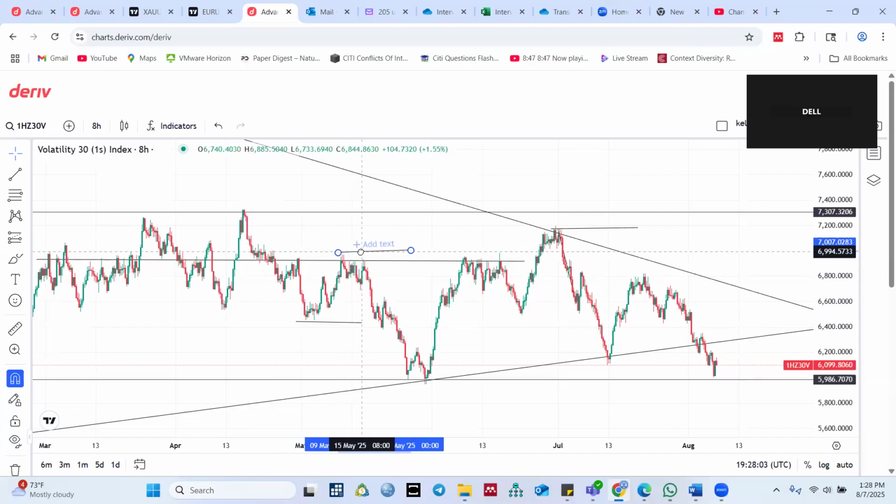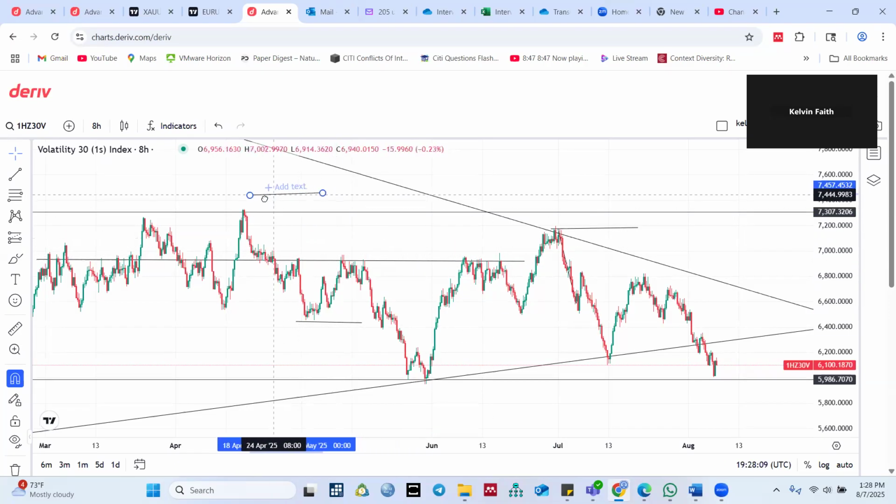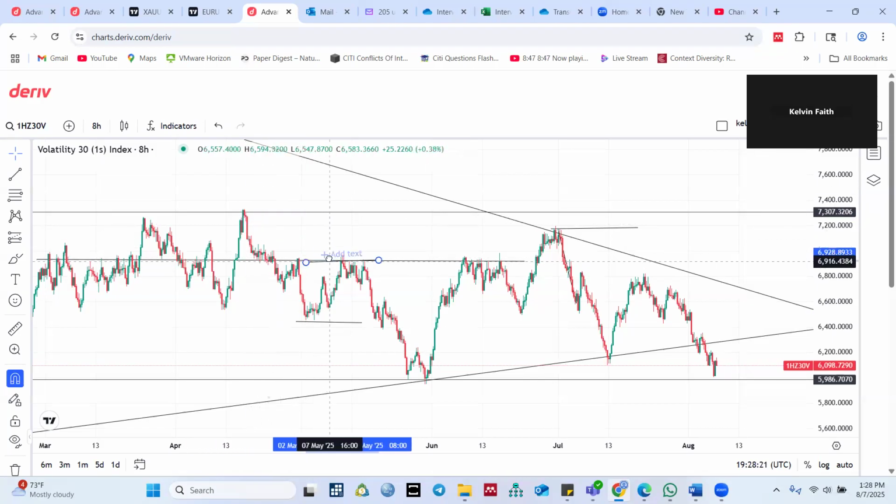In the first place, our framing for this sell was here. But we have to always keep in mind that this is the main source. We failed to keep in mind that this is the main source. So we framed our setup from here because we saw a break of structure.